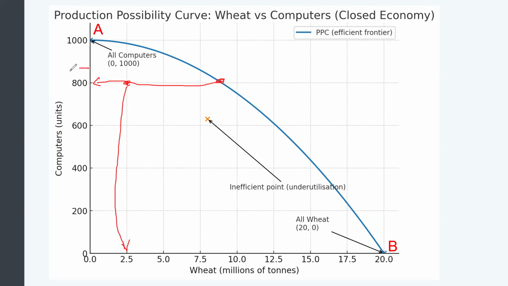They are still producing 800 computers, but now they are producing almost like 8 million tons of wheat. So that is a better position because you have got the same number of computers, but you have got more wheat. It becomes more efficient because they are now utilizing all of the resources. So any production that happens inside of the PPC is called inefficient.